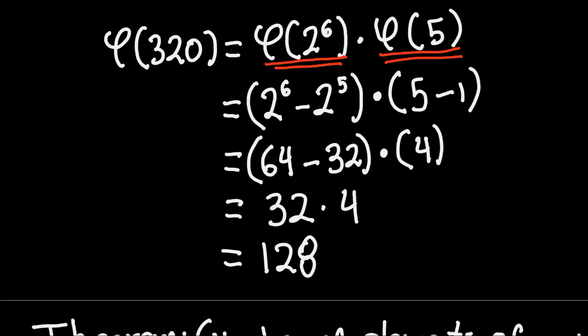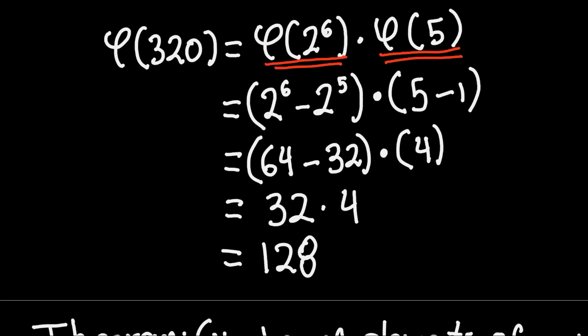Now, whenever you do the computation, always remember what it means. So what is the meaning here of this number 128? Remember, this function is a counting function. It's counting the number of naturals that are less than or equal to 320 that are relatively prime to 320. So that's what this 128 means here. This is kind of an overview of the function, the Euler function.